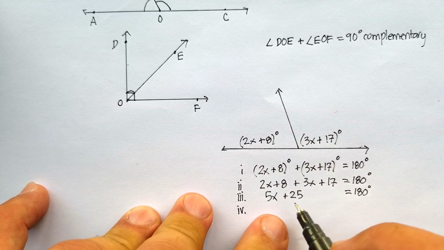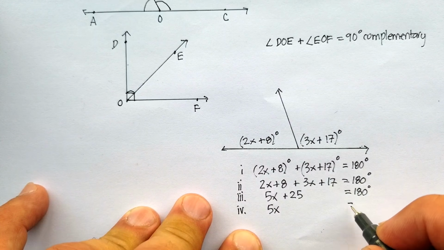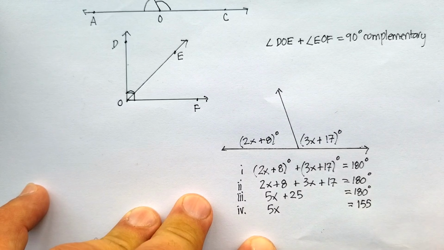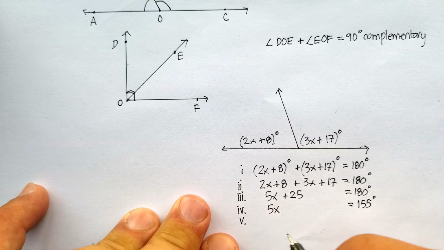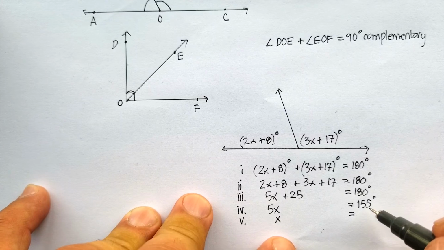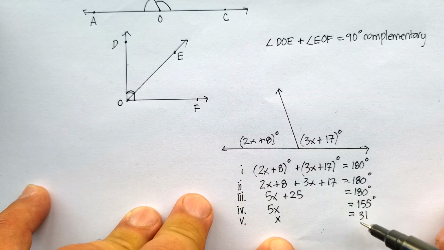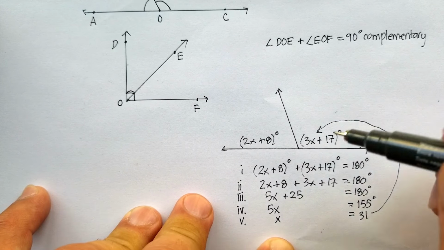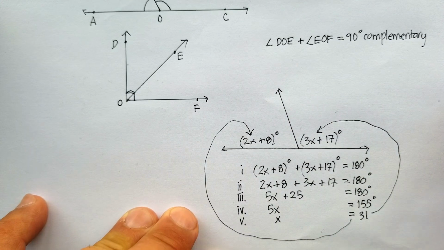Step 4, subtract 25 degrees from both sides, and I get 5x is equal to 155, right? Divide both sides by 5, and you get x is equal to, let me see, that would be 20, that would be 30, that would be 31. So let's go back and substitute 31 into the x for both, right? And let's see what we come up with.